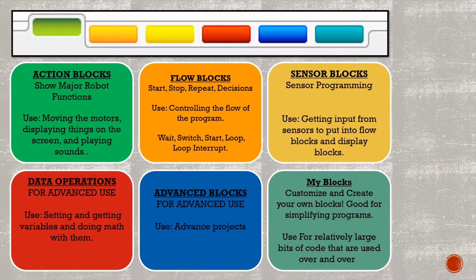Today we're going to talk about programming blocks. The first programming block is the action block, and it's used for the major robot functions, such as moving the robot and the large and medium motors. The orange blocks are flow blocks. They're used to start, stop, and repeat blocks. The final type of block that we will be using is the sensor block, which is the beige block. The sensor blocks are used for programming with the sensors. The red, blue, and flow blocks we won't be using.